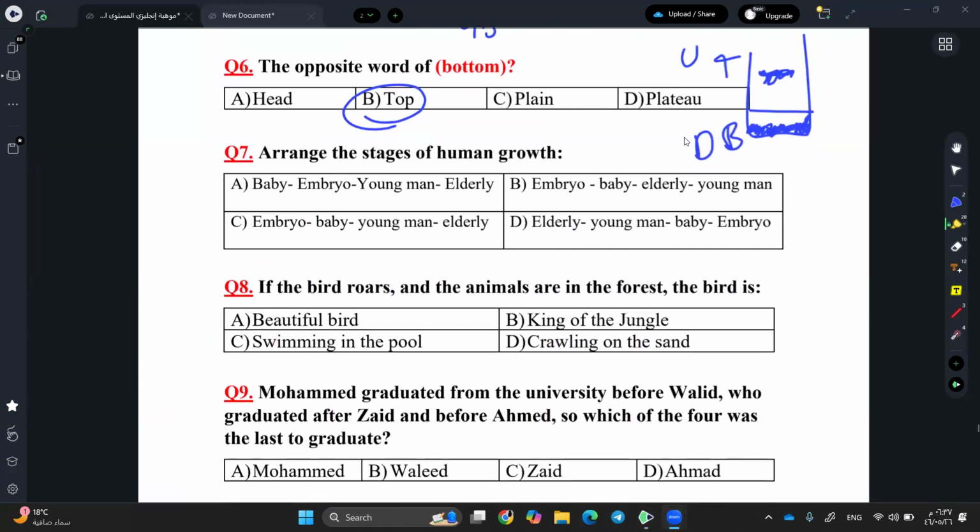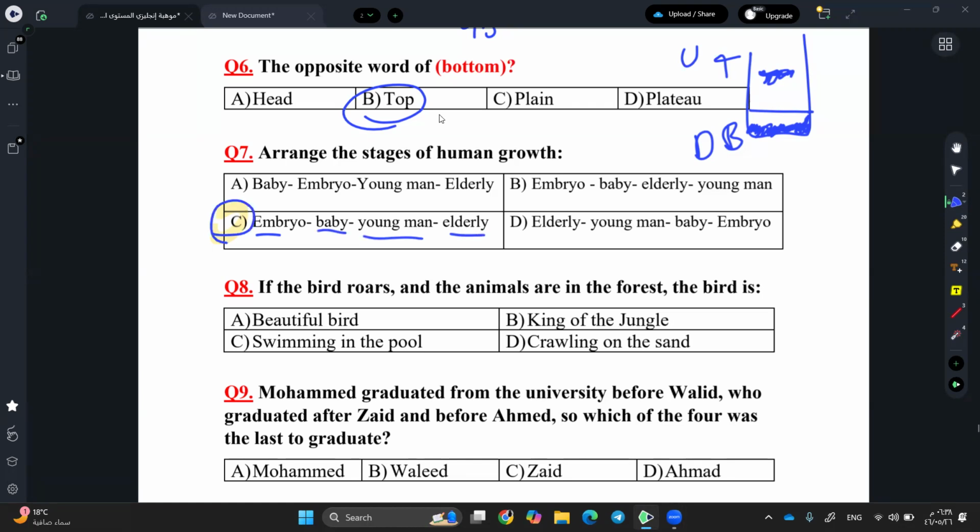Question number 7, 8, and 9. Number 7. Arrange the stages of human growth. The answer is going to be C: embryo, baby, young man, elderly. Excellent. So first, embryo, which is the fetus, the baby inside the mommy's belly. And then baby, and then young man, and then elder.